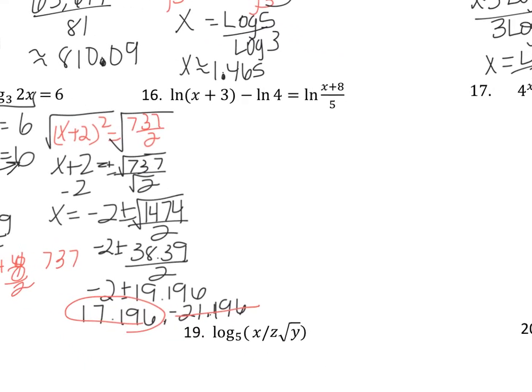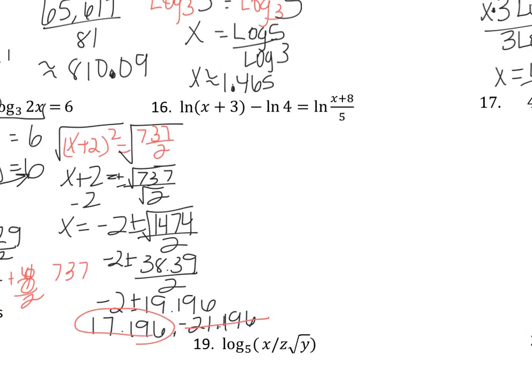All right, let's move on to number 16. Hopefully it's nicer than that last one. Natural log of x plus 3 minus the natural log of 4 equals the natural log of x plus 8 over 5. So minus, since I can write it as division. So the natural log of x plus 3 over 4 equals the natural log of x plus 8 over 5.